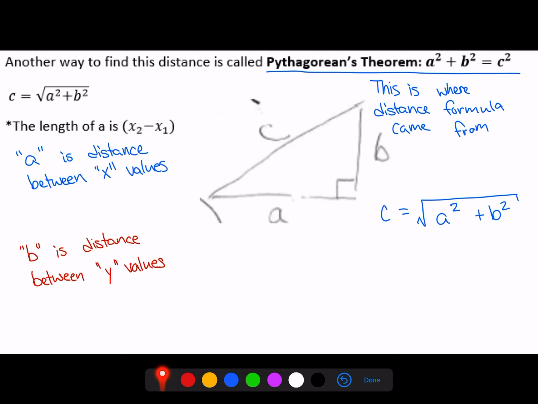Now, if I were to solve for c, because again, I want to know what the length is, I don't want c squared, I want just c. Well, to get rid of an exponent, I'd have to take the square root of both sides. And that's what leads us to this equation right down here. C is equal to the square root of a squared plus b squared. You can always use that if you're given a triangle or if you make a triangle. However, the distance formula is still extremely important for you guys to learn as well.